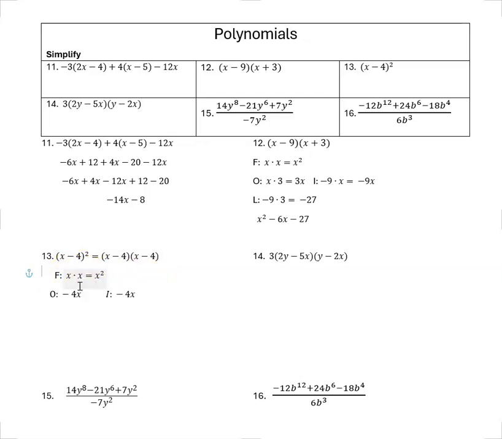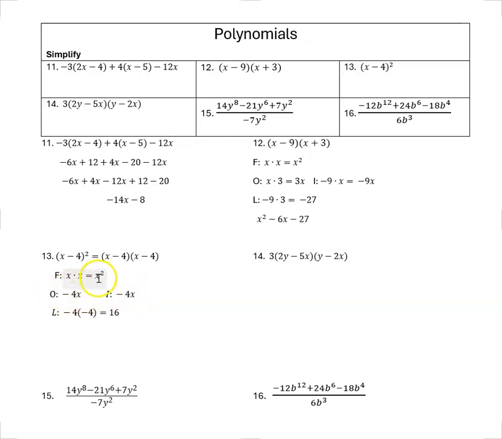Our inside and outside terms are going to be next. Outside is the outside, on the outer edges of the problem, the x and the -4. And the inside are the inside of the problem, the x times -4, and both of those are going to be -4x. Those are like terms, so we don't want to forget about those. And then finally, our last terms here are -4 and -4, which makes 16. And so if I add up my like terms, the only thing that are like terms are right here in the middle.